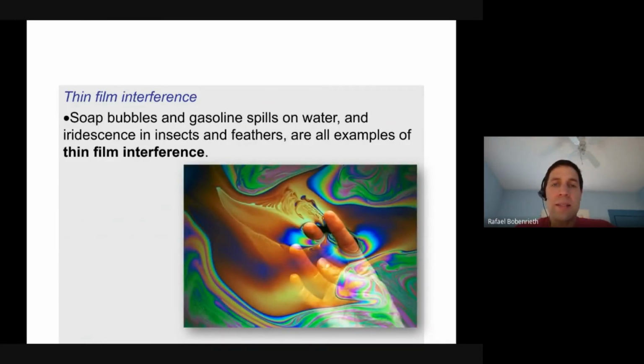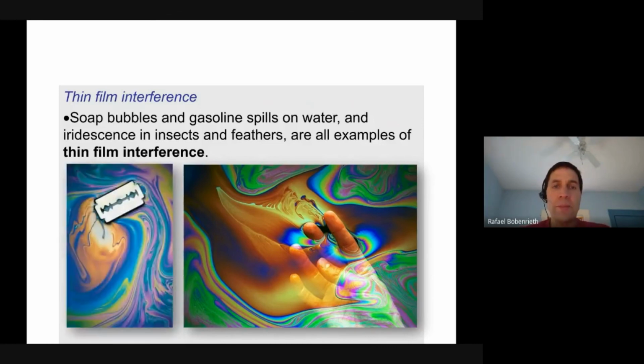So thin film interference, you've seen this. Oil slicks, gasoline spills on water, soap bubbles, insects and feathers. They can create this really interesting, very colorful kaleidoscope type thing that you see with your eyes. And those are all examples of what we call thin film interference. So what we're going to walk through here is the science, the physics behind it. Okay, so let's get right into it.